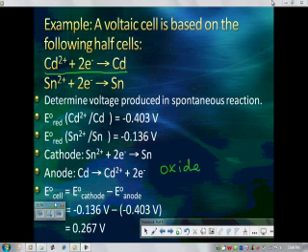We're adding. It depends on the size of this negative number whether it's positive or not. But in this case, we get a positive voltage, 0.267. So if we had a 1 molar solution with cadmium and a 1 molar solution with tin, at 25 degrees Celsius and a pressure of 101.3 kilopascal, we would expect our voltage to be 0.267 volts.